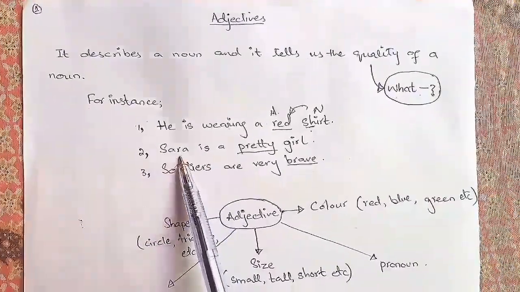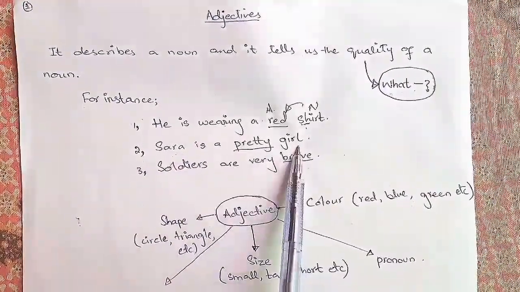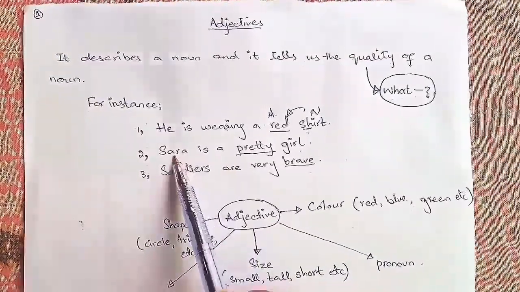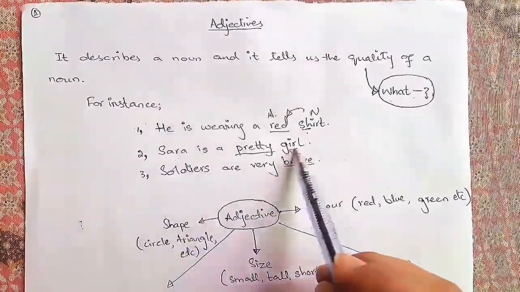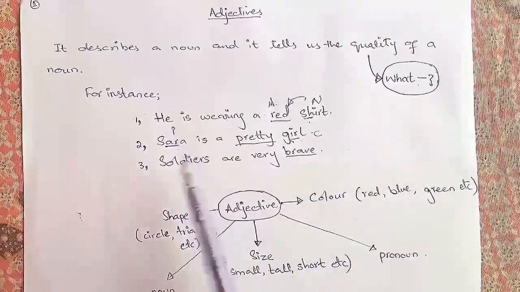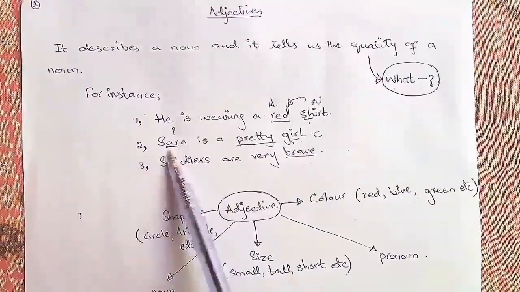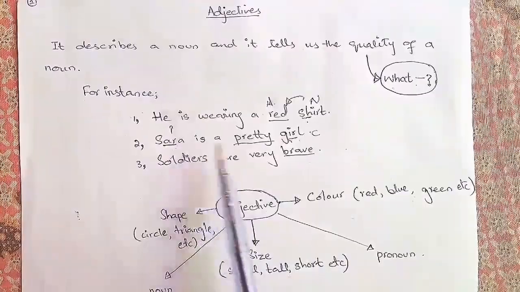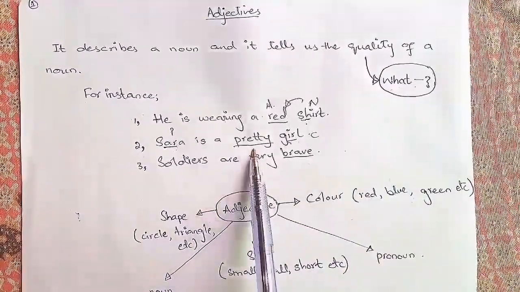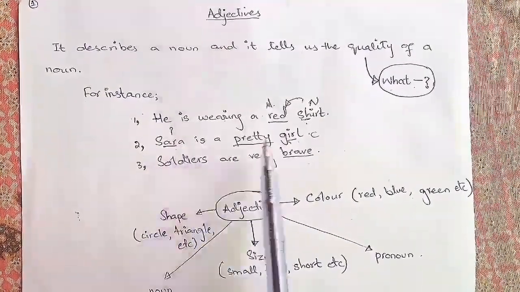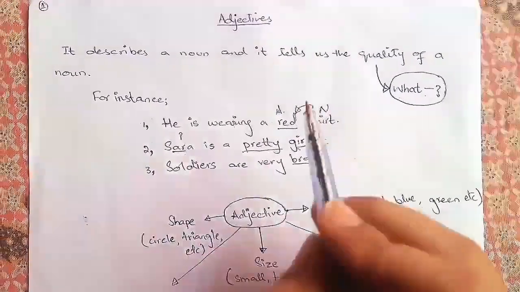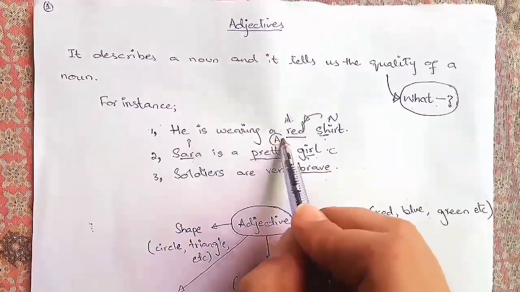The second example is Sarah is a pretty girl. Firstly, you have to find out the noun. Sarah is a noun, it's a proper noun. Girl, it's a common noun. So what did you learn about Sarah? You have to answer the question, what? What is the quality of that girl, Sarah? Yes, the quality of the girl is that she is pretty. Pretty is our adjective.